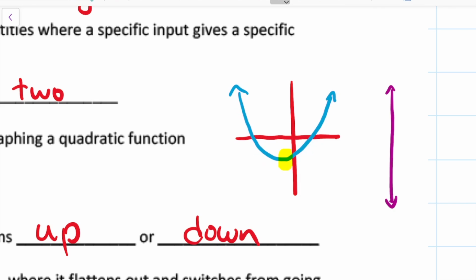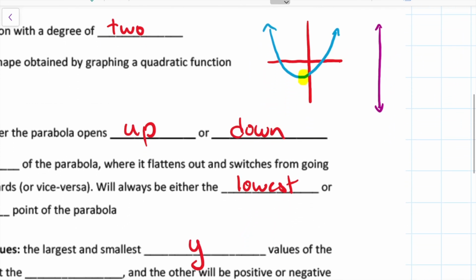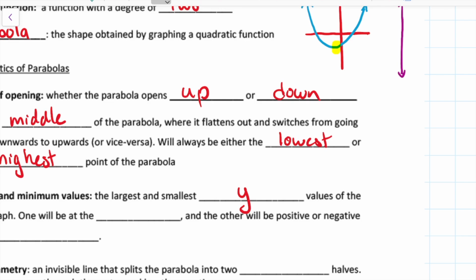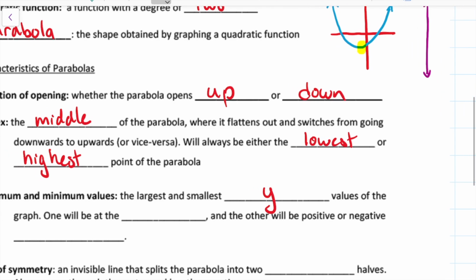So the lowest point on that curve is actually our vertex. And that's going to be pretty consistently the case. Unless you have a parabola that's been cut off for a word problem or something, your highest or lowest point, one of them is always actually going to be at the vertex.